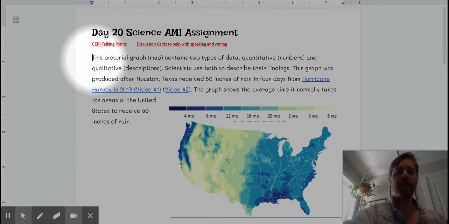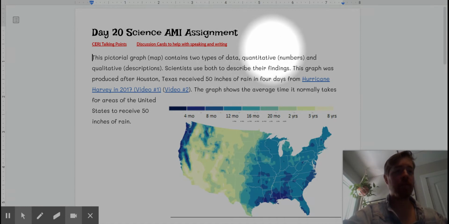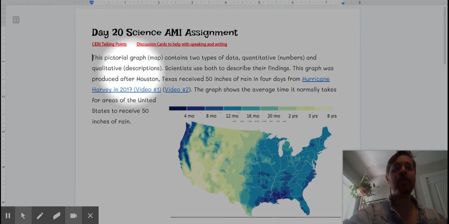Here's our reading. This pictorial graph map contains two types of data. Quantitative, which is numbers. You have 5 apples, 10 pennies. That's all quantitative data. And qualitative data. Qualitative is descriptions. Think quality, colors, shapes, relative size, texture. All of those things are qualitative. Scientists use both qualitative and quantitative data to describe their findings.